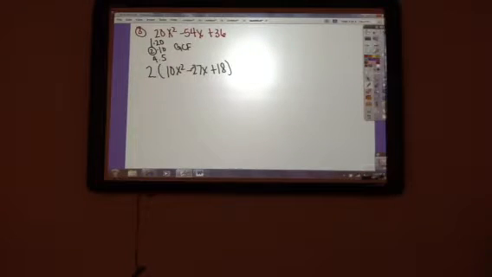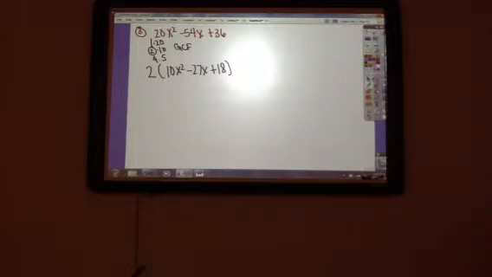If you're wondering how I got this new trinomial, take each of these terms and divide it by your GCF. 20x squared divided by 2 is 10x squared. 54x divided by 2 is 27x. And 36 divided by 2 is 18. And just make sure you keep your signs.